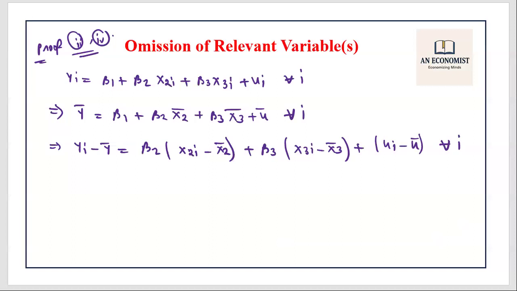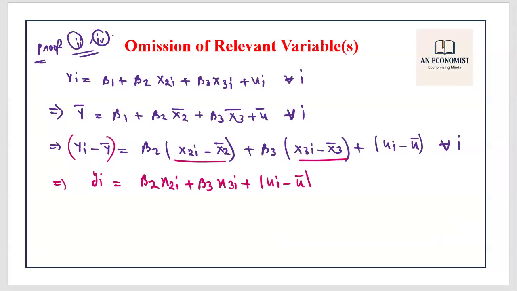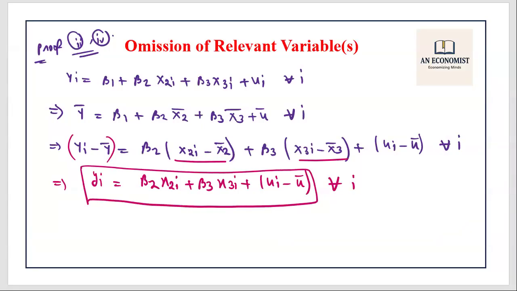So what can you say from the first term? This yi minus y bar is small yi, the deviation form, which we have discussed many times. x2i minus x2 bar is small x2i. x3i minus x3 bar is small x3i, plus ui minus u bar. So this is the model in the deviation form. The true model in deviation form will look like this. Now what we do, we will form the three normal equations.